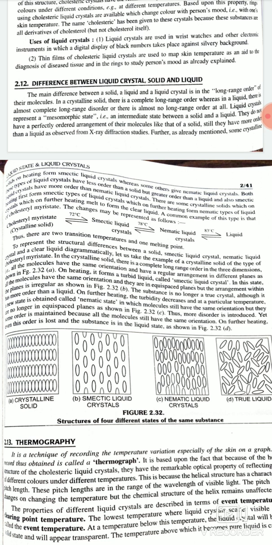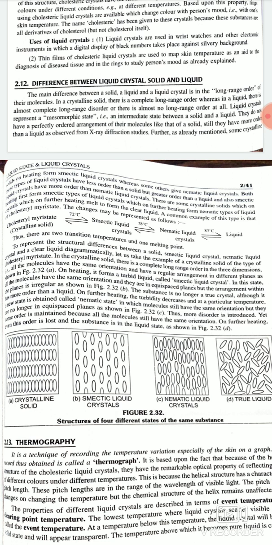A common example of this type is that of cholesterol myristate. The change may be represented as follows. Cholesterol myristate, if we give 72 degrees Celsius, gives smectic liquid crystals, then at 78 degrees Celsius, it changes to nematic liquid crystal. After that, it changes to liquid if 83 degrees Celsius temperature is given to this. Thus, there are two transition temperatures and one melting point.